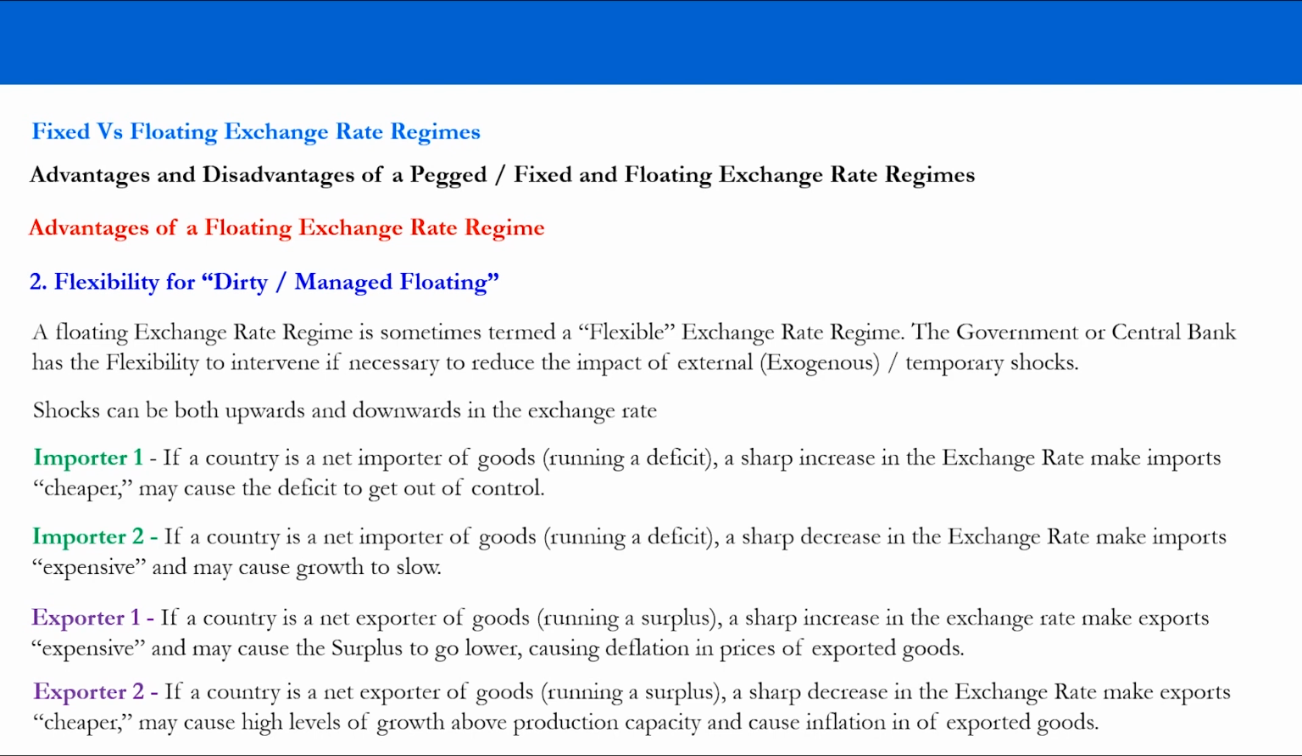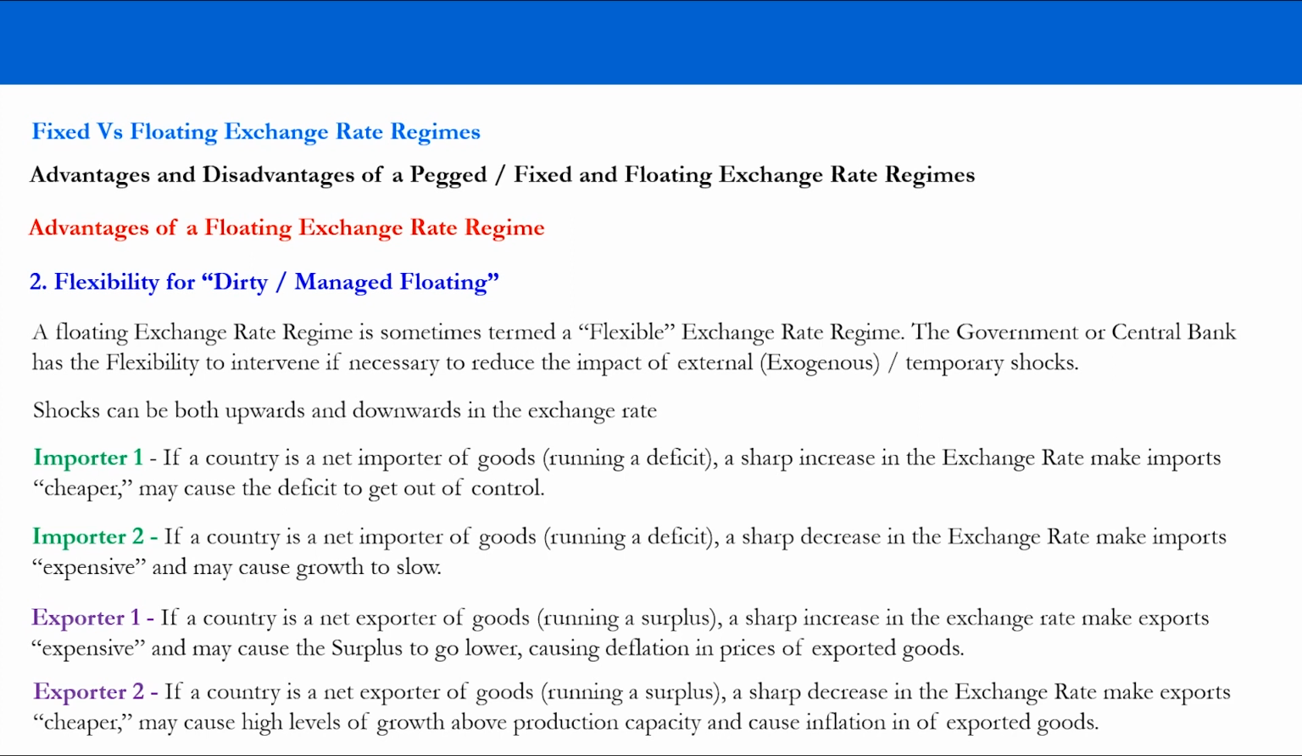Another widely accepted advantage of a floating exchange rate regime is the flexibility to have a dirty or managed float. What do we mean by that? Well, if you have a floating exchange rate regime, you've essentially not got a fixed or pegged regime. You don't have a rule book or a set of rules that you have to stick to as a government or central bank, i.e. central authority, with your exchange rate regime.